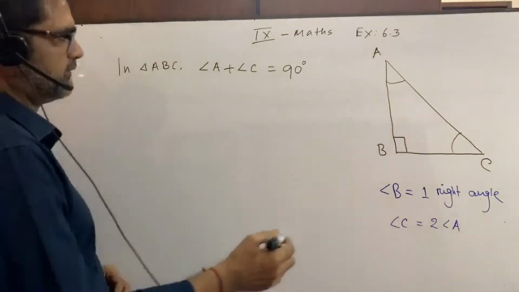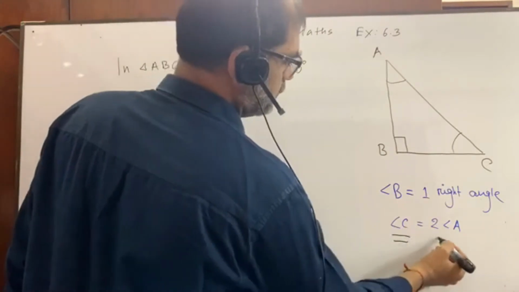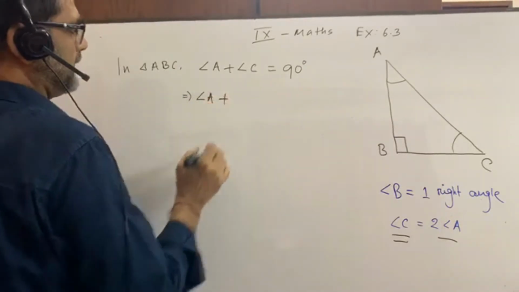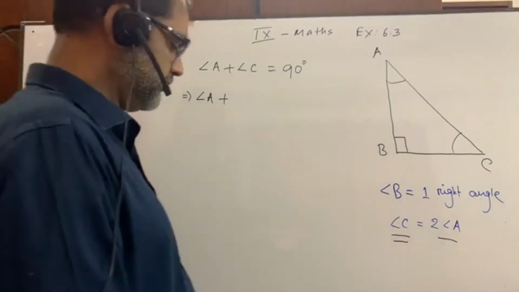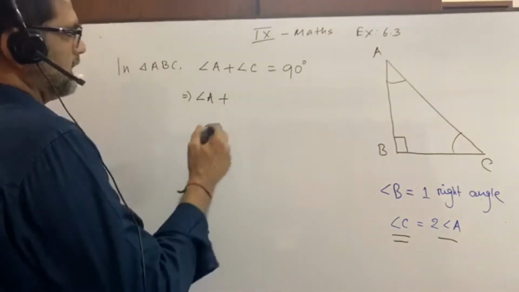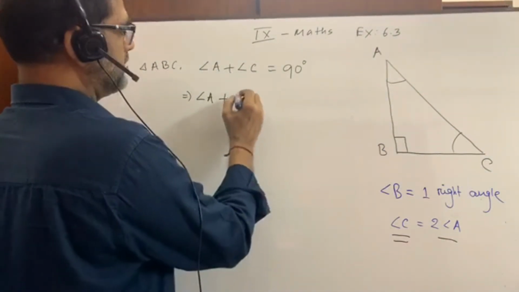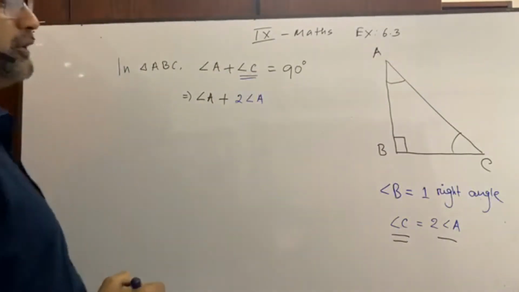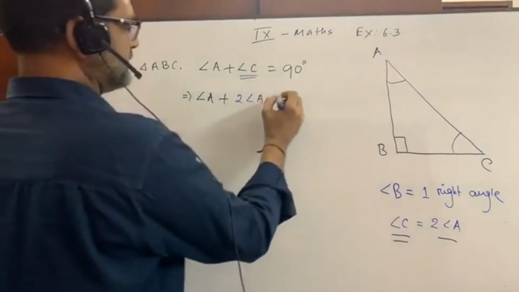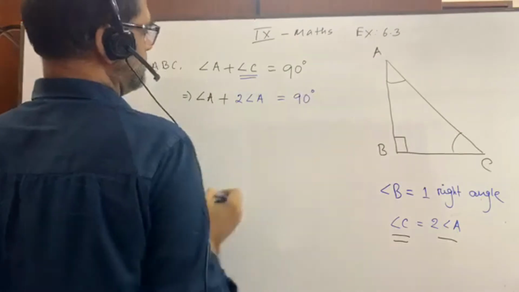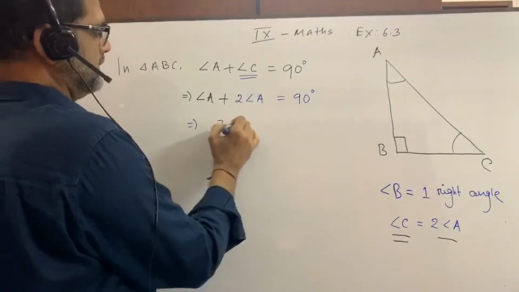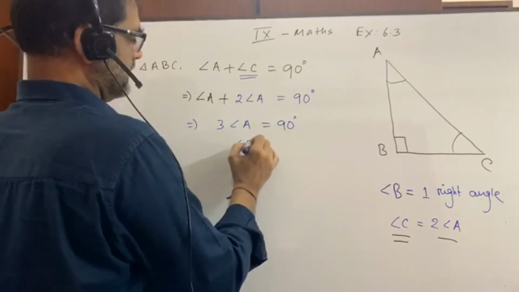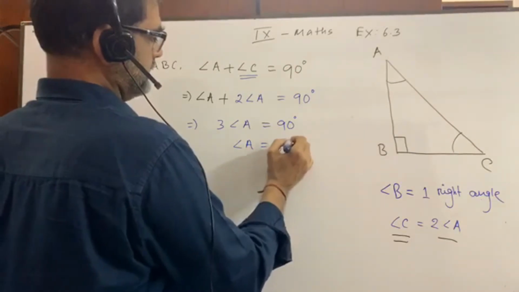Now we see that we have a value here, that is angle C equals to twice of angle A. We are going to put the value of angle C. Angle C equals to twice of angle A, that is equal to 90 degree. Now you see, it is totally 3 angle A is equal to 90 degree. Therefore, angle A is equal to 30 degree, right?